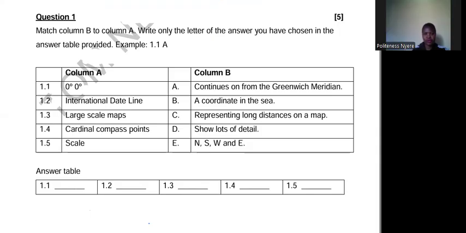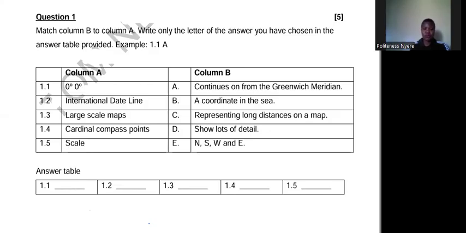So we want to do the matching here. Question 1. Match column B to column A. Write only the letter of the answer you have chosen in the answer table provided. Example 1.1a. So following instructions is also one of the most important things that you have to do in the exam. So let's look at this.